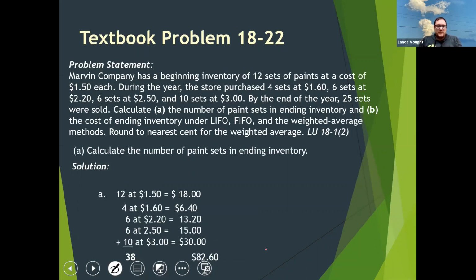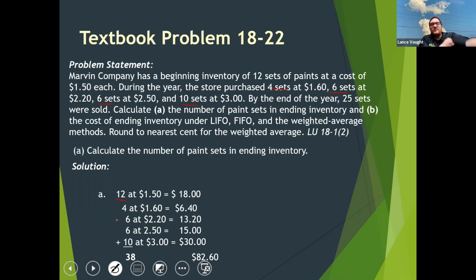So the first thing we need to determine is how many sets were actually purchased throughout the year. So we initially had 12, which is listed here. Then we bought 4. Then we bought 6. Then we bought 6, and then we bought 10. So if we add all those together, 12 plus 4 is 16. Plus 6 is 22, plus 6 is 28, plus 10 is 38.